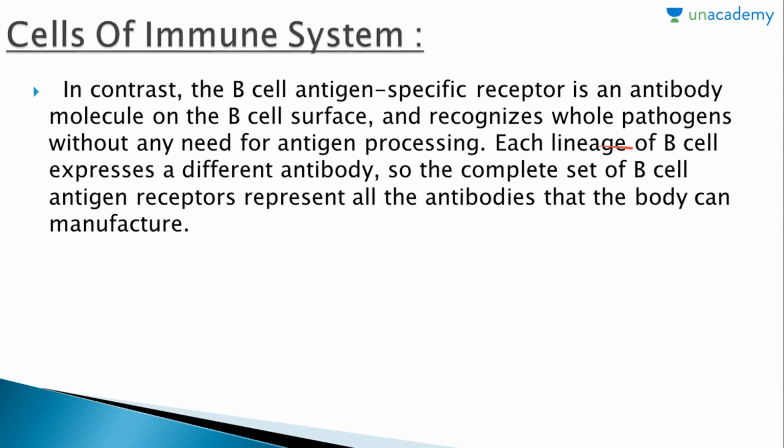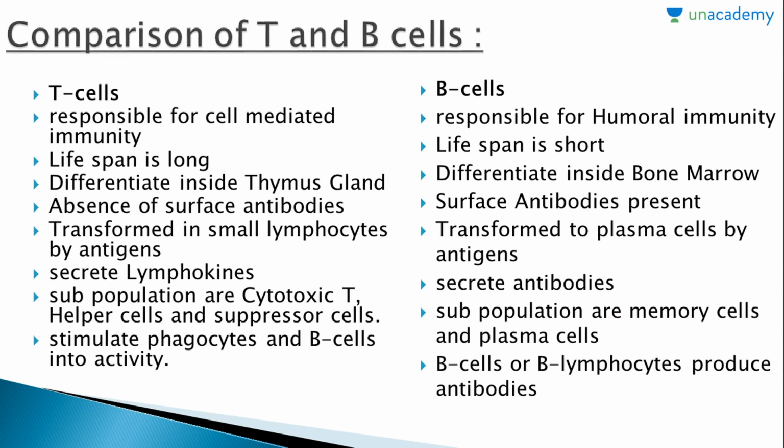Each lineage of B cell expresses a different antibody, so the complete set of B cell antigen receptors represents all the antibodies that the body can manufacture. Okay. Now the comparison of T cells and B cells. The T cells are responsible for cell-mediated immunity. B cells are responsible for humoral immunity.